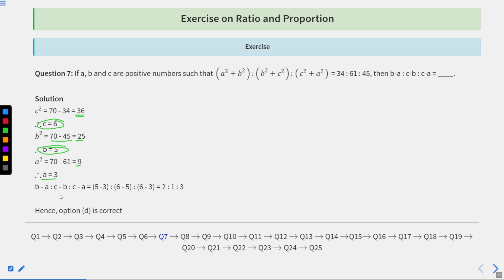Okay. So, B minus A is to C minus B is to C minus A is equal to 2 is to 1 is to 3. So, the correct option here is option D.